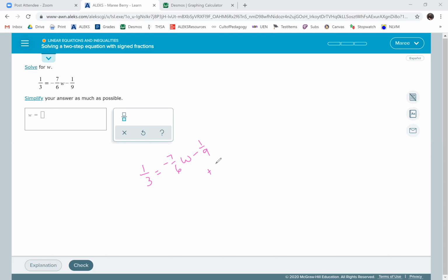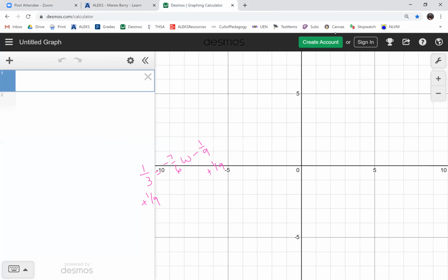So I'm going to add 1/9 first. And what happens when you come over to Desmos and we have 1/3 plus 1/9? This is what happens. 1/3, I do the right arrow and then plus 1/9. You get a decimal, so you can hit the fraction button and you get 4/9. So we'll write down what we have here.